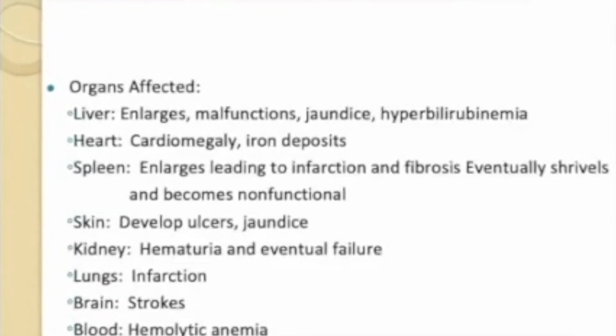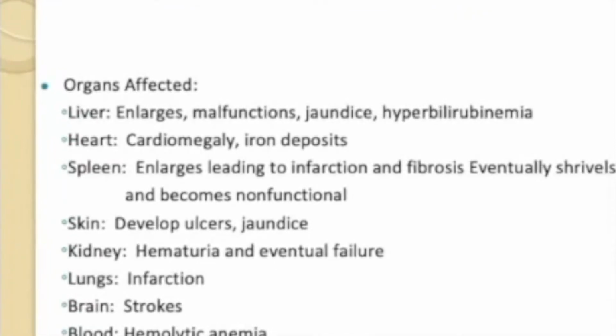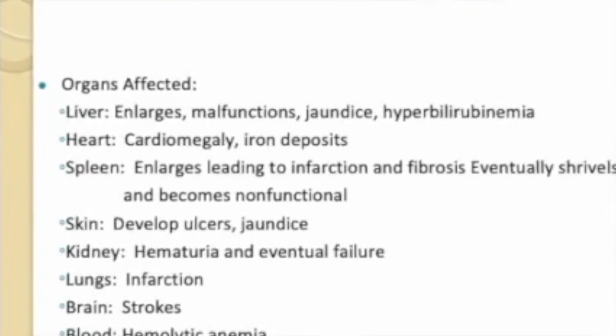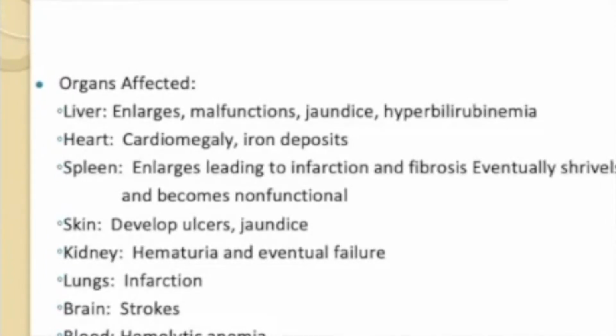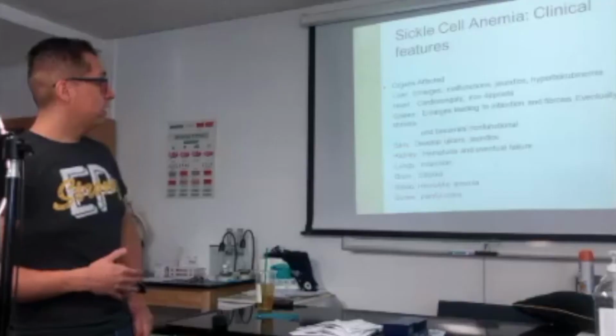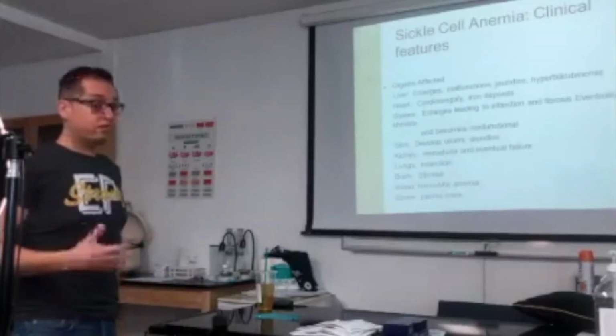In the skin, we're going to develop ulcers. It's going to look jaundiced. In the kidney, we're going to notice hematuria and eventually kidney failure. As far as in the lungs, we're going to see infarction. In the brain, it can lead to a stroke. In the blood, we're going to notice a hemolytic anemia. And also as far as in the bones, it's a very painful crisis.